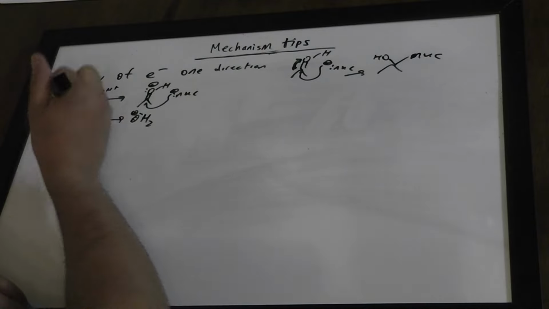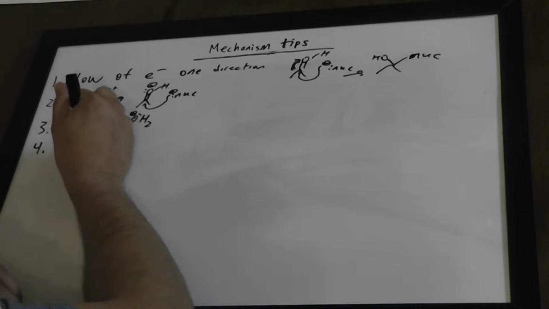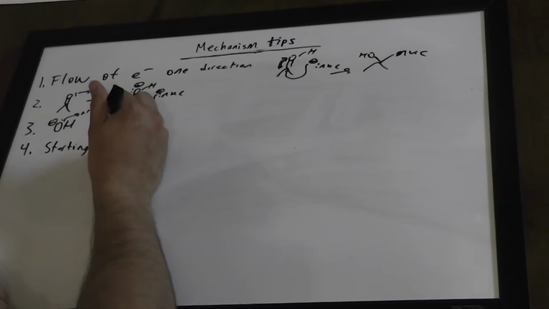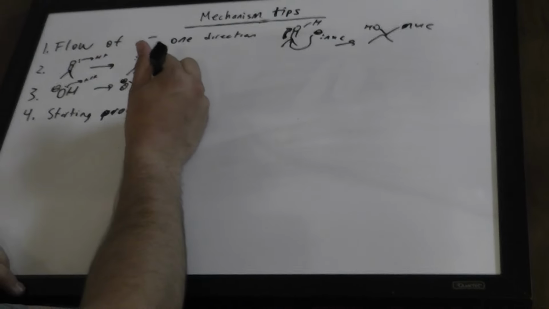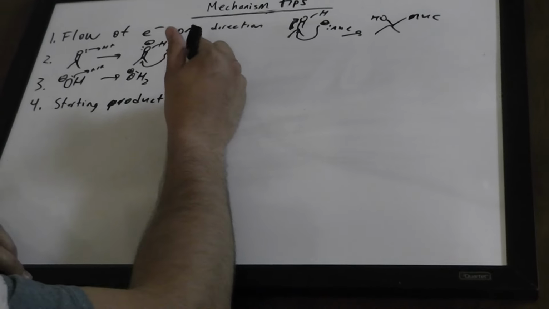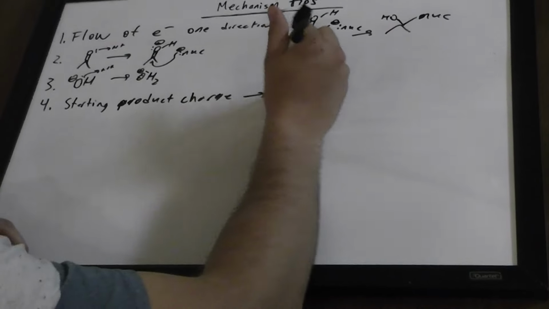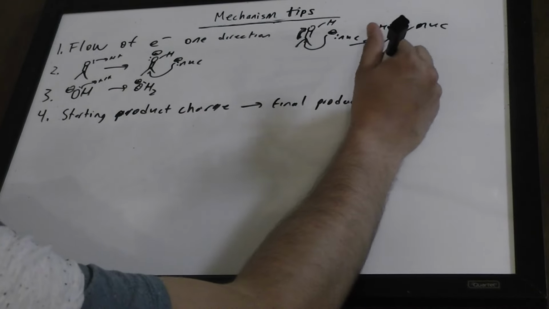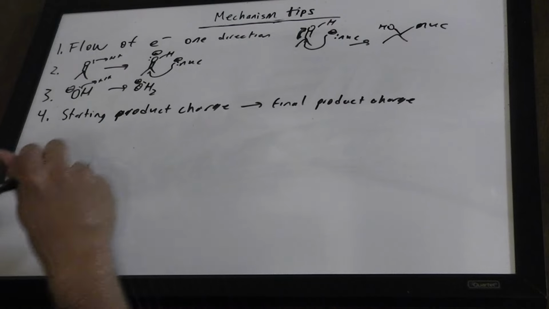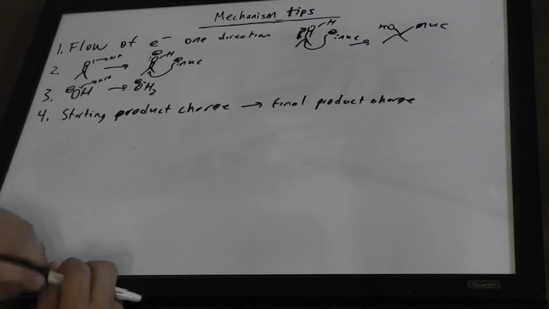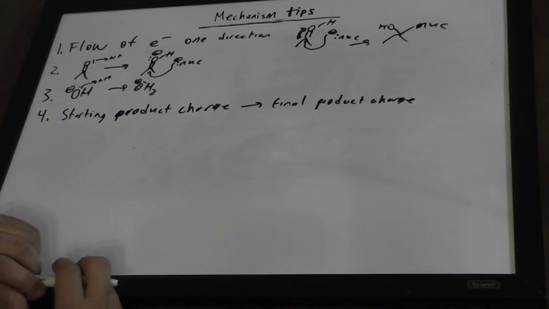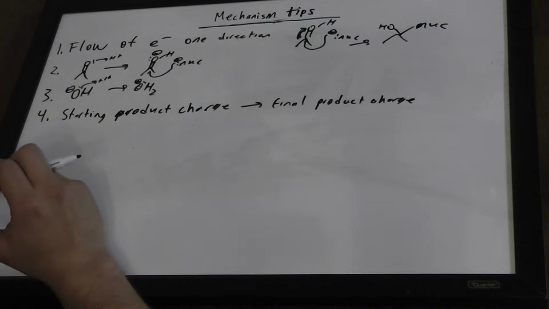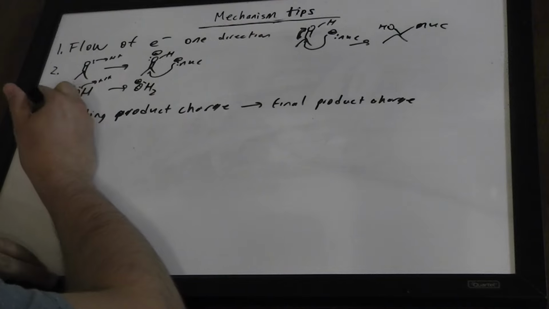And it's important to keep the starting material charge the same as the final product charge. So if the starting material is neutral, the final product has to be neutral. You can't go from neutral to positive or neutral to negative charge.